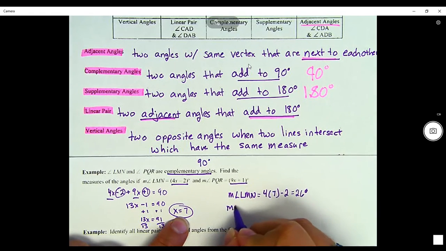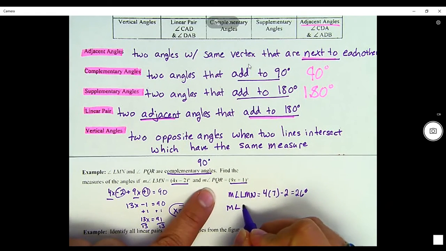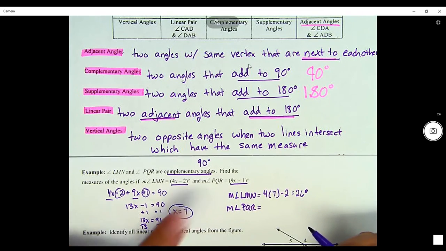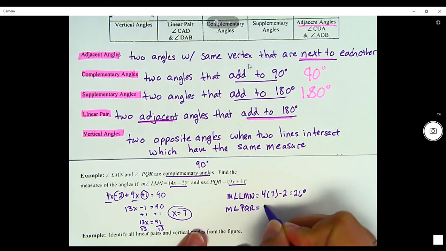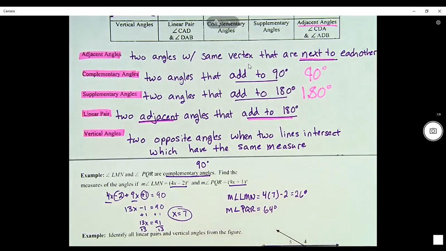Now for the measure of angle PQR, you could also substitute, or you could say, wait, I know that these two angles add up to 90. 90 minus 26 should give me 64. And you can stop right there. So you can either subtract from 90 to find your answer, or you can substitute to find your answer.